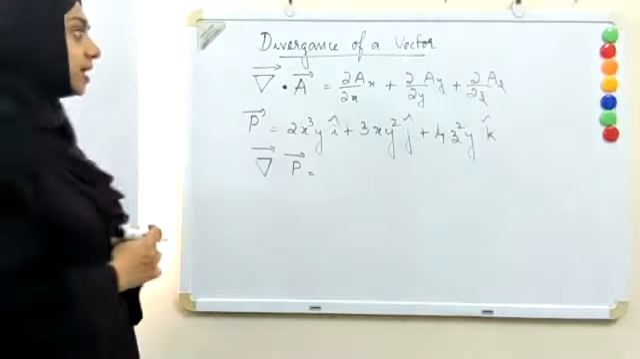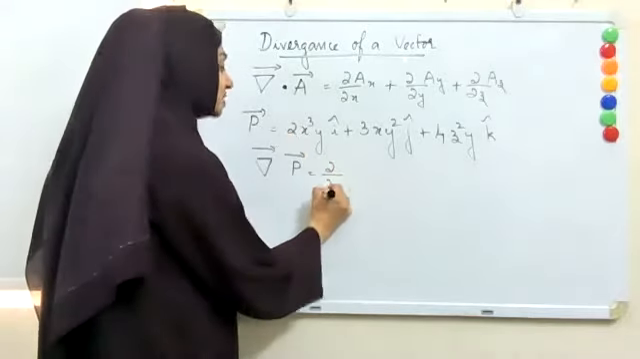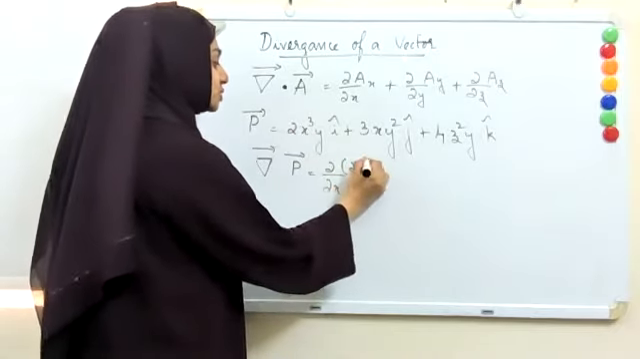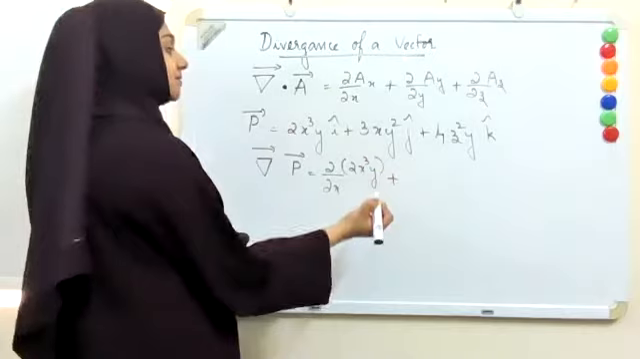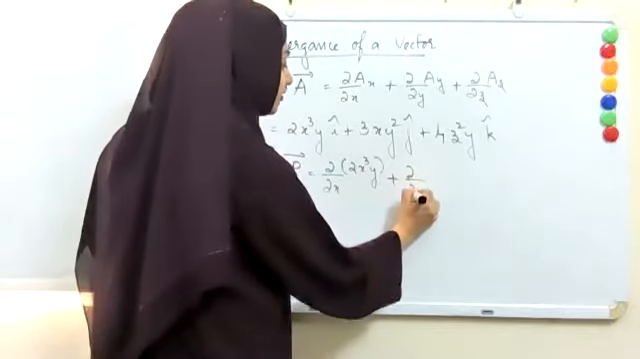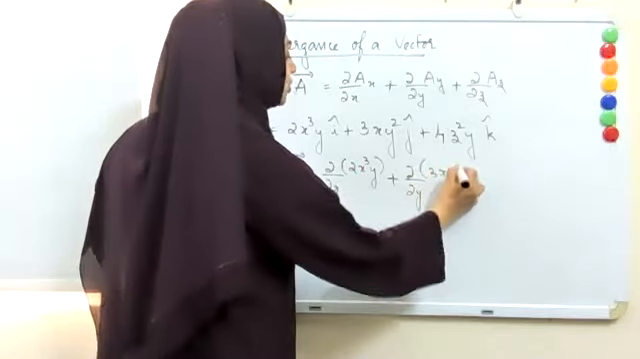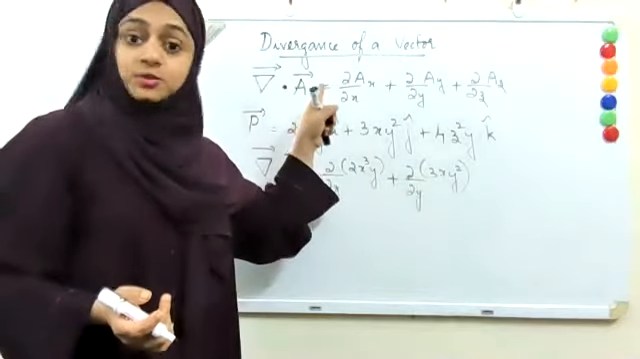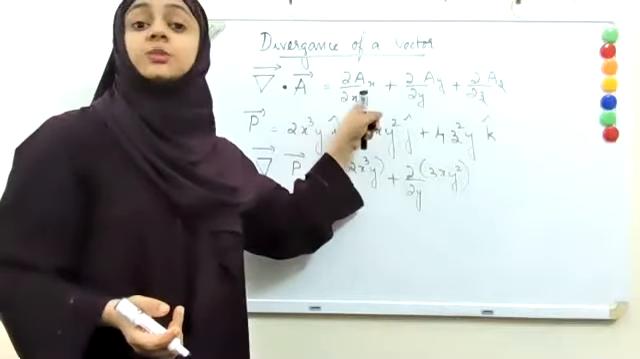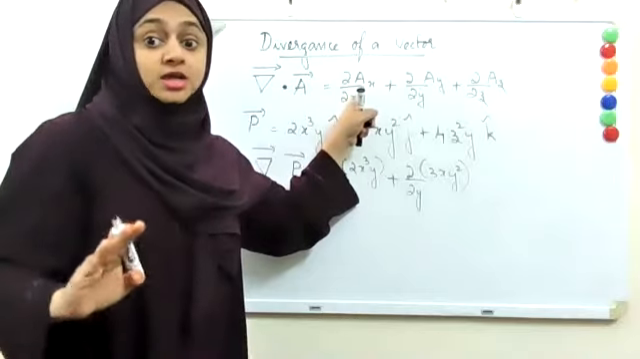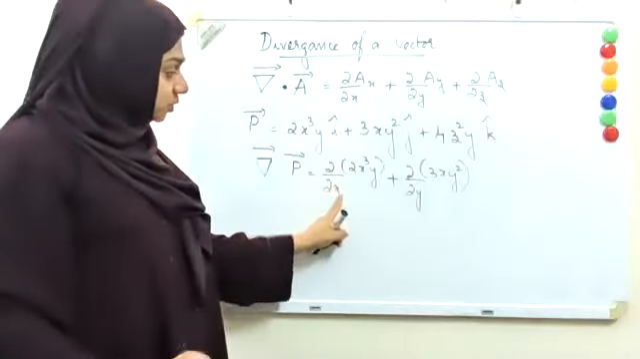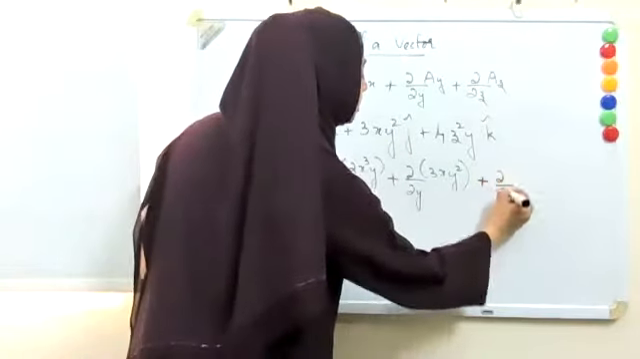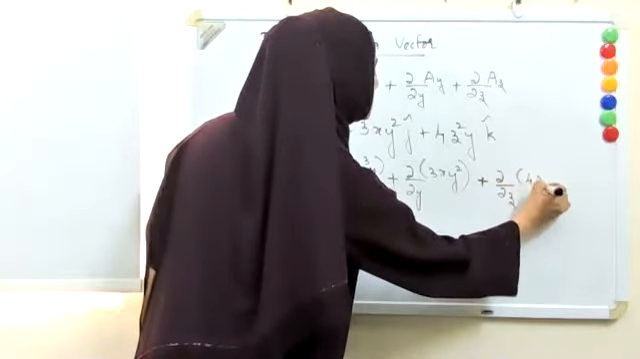What is del dot P? I have to take dou by dou x of 2x cube y plus dou by dou y of 3xy square. Will there be i, j, k? No. When you take the dot product, which is called the scalar product, the result will be a scalar quantity. There will be no i, j and k. So this is equal to dou by dou x of this, dou by dou y of this, plus dou by dou z of 4z square y.